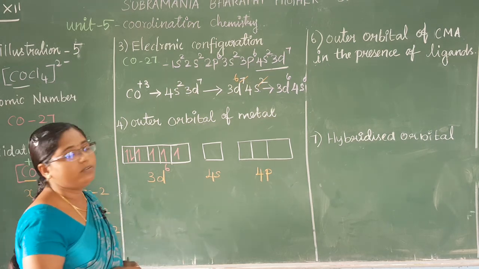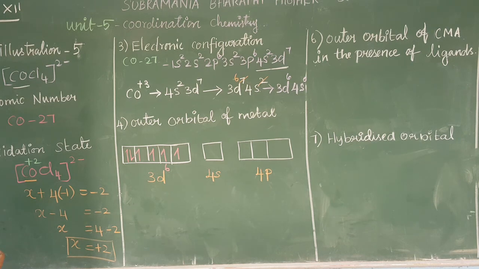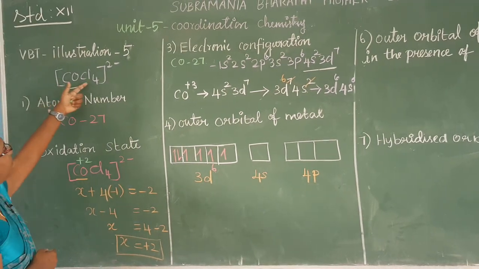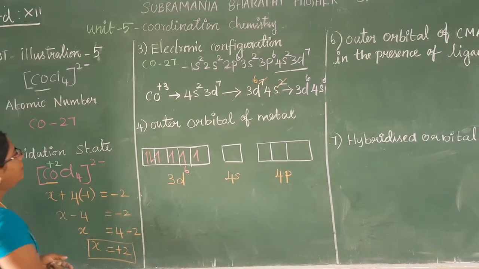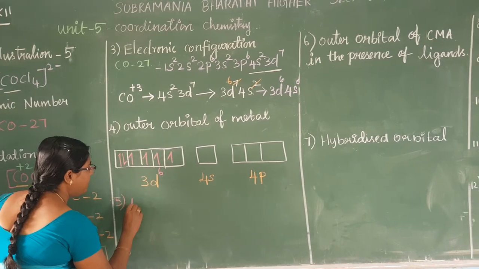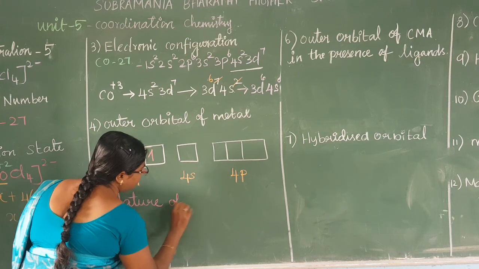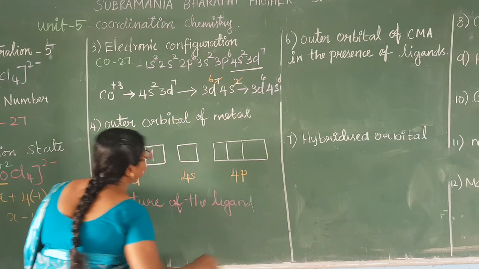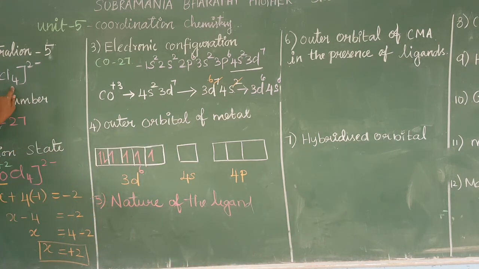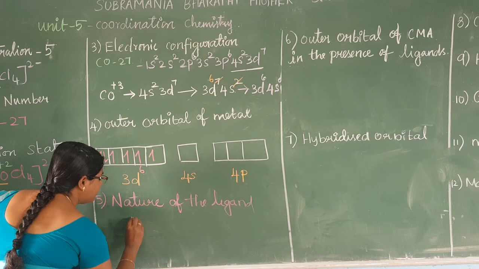Then I have to see what the ligand is. The nature of the ligand I should see. What is the ligand here? The ligand is chlorine. Here I have to write the fifth step, nature of the ligand. So in our complex, what is the ligand that we are having? We are having chlorine as a ligand. Chlorine is a weak field ligand.